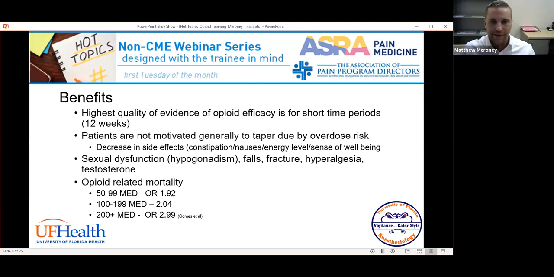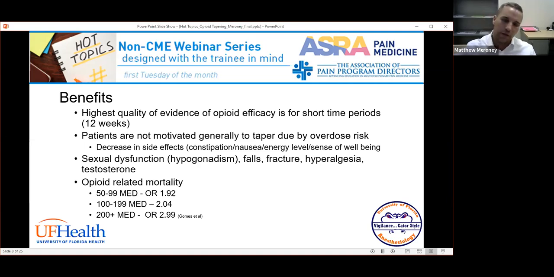I think it's important to think about what motivates people and what doesn't motivate people, and telling somebody that they're risking their life is not a big motivational factor, though it's not zero. It's relatively established that opioid-related mortality goes up with the morphine equivalent. You can look at the bottom of the slide. If you're over 200 plus morphine equivalents, your odds ratio of dying from that triples, and it goes down at lower amounts.